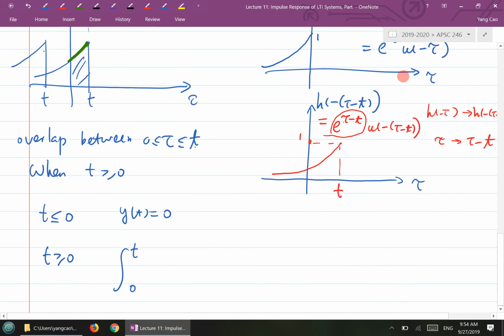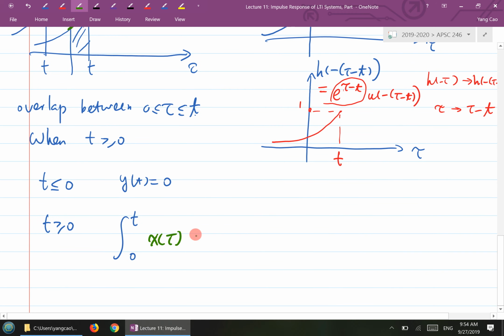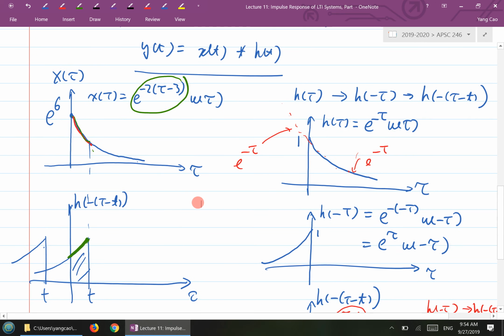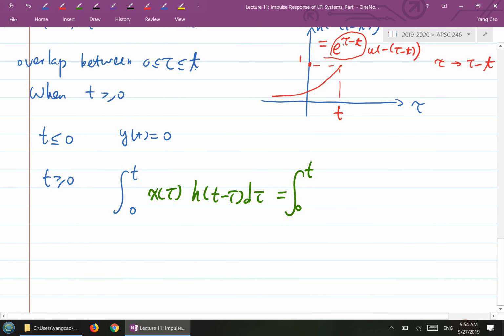So what we can do is, I will write down the integral of x of tau times h of t minus tau d tau. Okay. And x of tau is, what's x of tau here? X of tau is this: e to the power negative 2 bracket tau minus 3. Okay, that's x of tau. And h of tau, which is this part here, is e to the power tau minus t d tau.